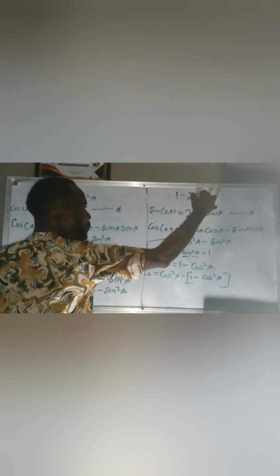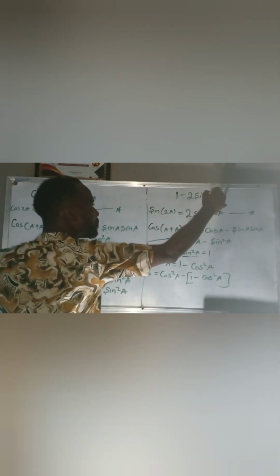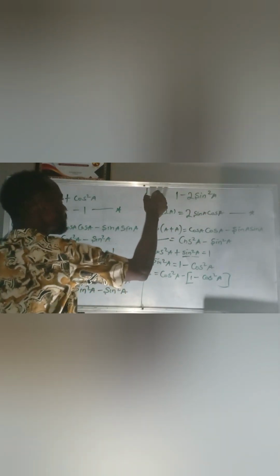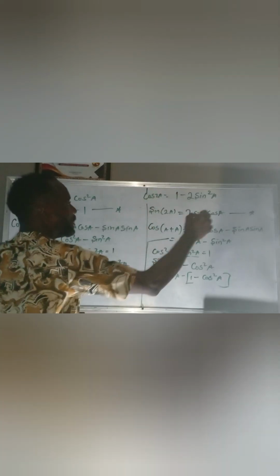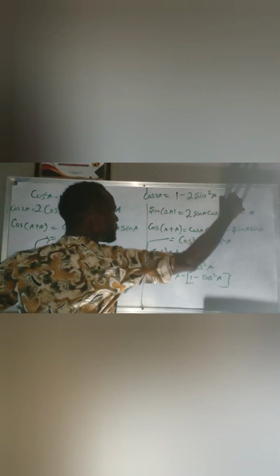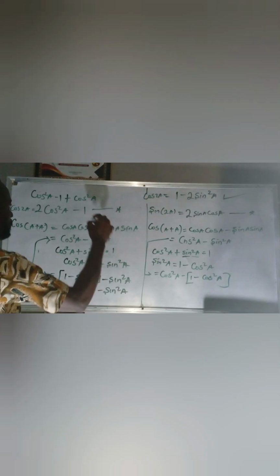What I really want you people to note is this. And the next one is this and this give us minus 2, minus 2 sine square A. So that means that cos 2A is equal to this guy and also equal to this guy.